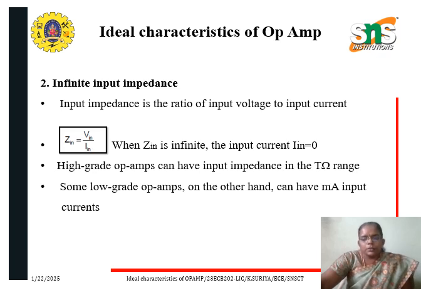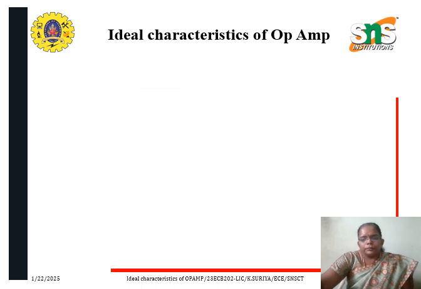Input impedance is nothing but the ratio of the input voltage to the input current, which is given by V in by I in. This should be infinite, so the input current will be equal to zero. High grade op amps can have input impedance in the range of tera ohms. Low grade op amps will have milliamp input currents.